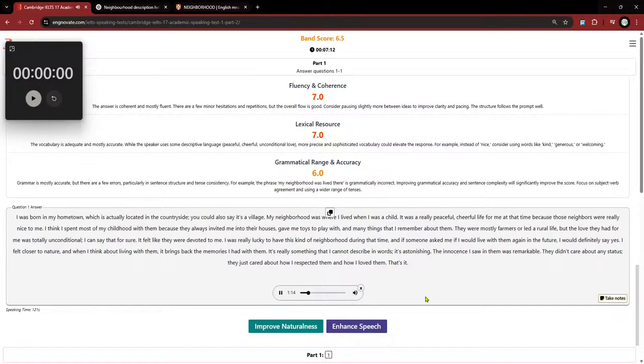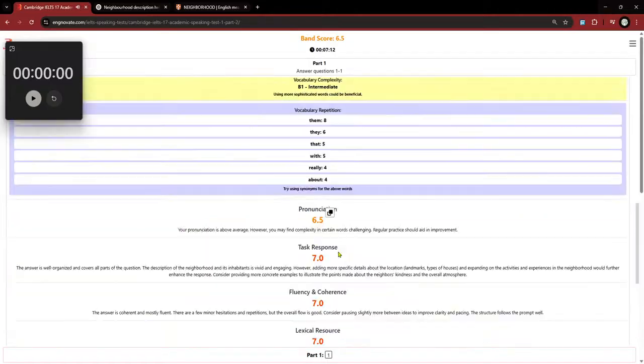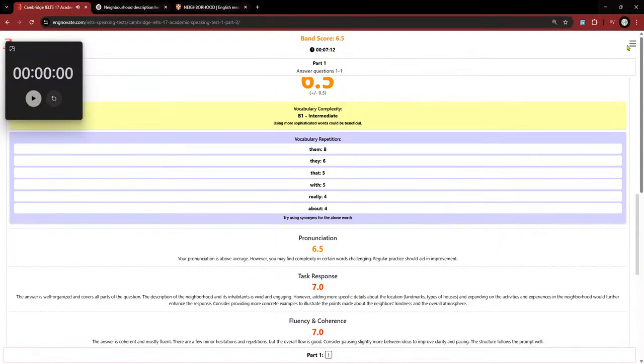During that time, I would definitely say yes. I felt closer, and when I think about living with them, it brings some memory I had. I shared with them. It's really thing that I can describe in words. In words, it's really amazing. Really nice feelings. It's really interesting. Cool. Got 6.5.